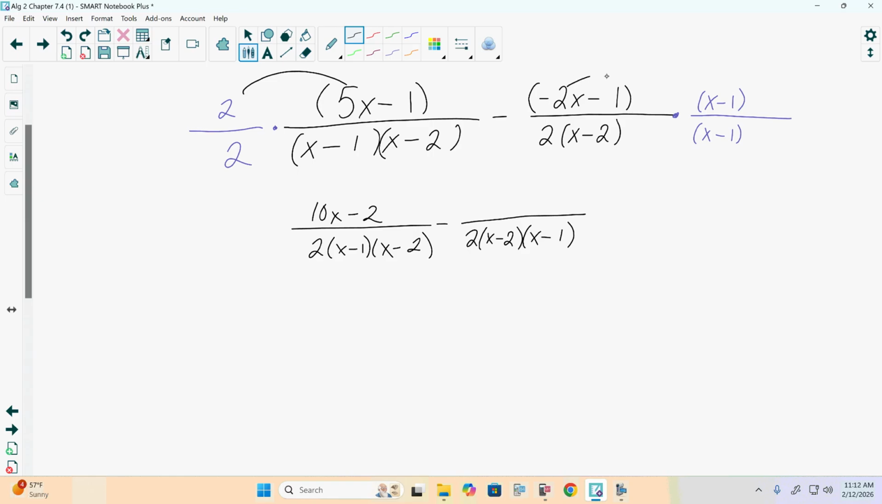Now on top, we're going to have to distribute this out. Negative 2x times x is negative 2x squared. Negative 2x times negative 1, the negative and negative make a positive, so 2x times 1 is 2x. Then we're going to go negative 1 times x is, well, negative 1x. And lastly, negative 1 times negative 1 is plus 1.